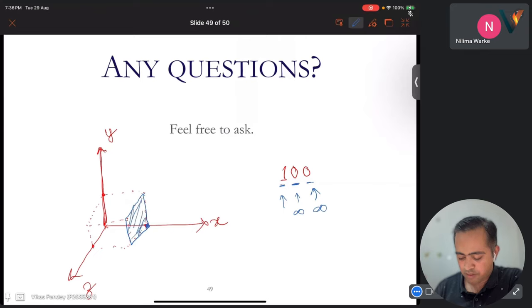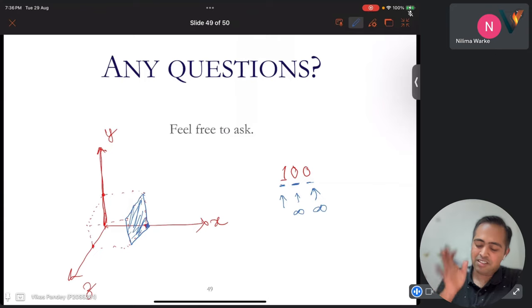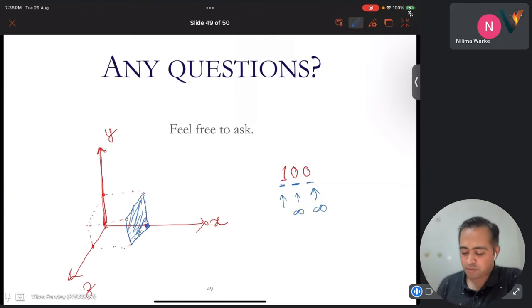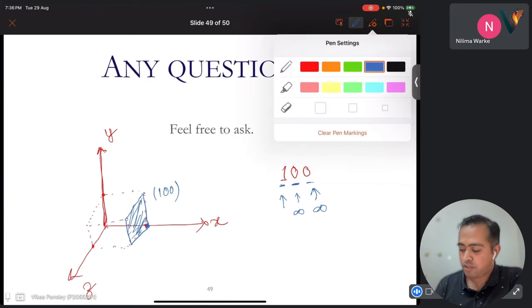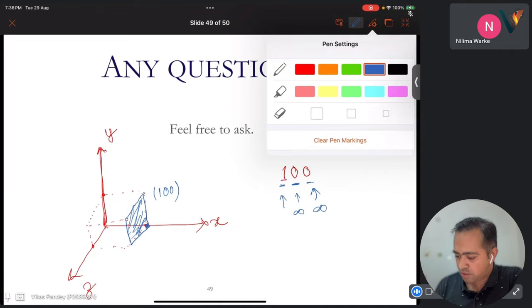Because if we go on extending this, it will not touch y or z. I am not very good at drawing this. So this one is the 100 plane. Now let me take another color for this.